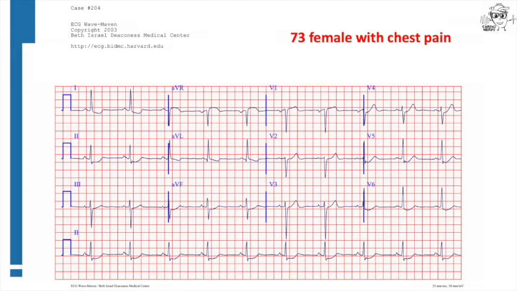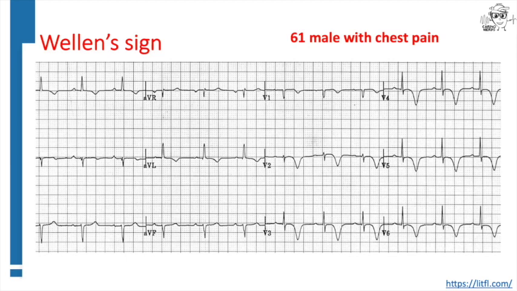You can see the diffuse horizontal and downsloping ST segment deviations and poor R-wave progression. Also note that aVR is elevated, and that usually reflects the widespread ST depression. Another important finding are these deep symmetrical T-wave inversions. When these are present in the setting of acute chest pain or acute coronary syndrome, Wellens syndrome is said to be present and suggests a proximal LAD stenosis.